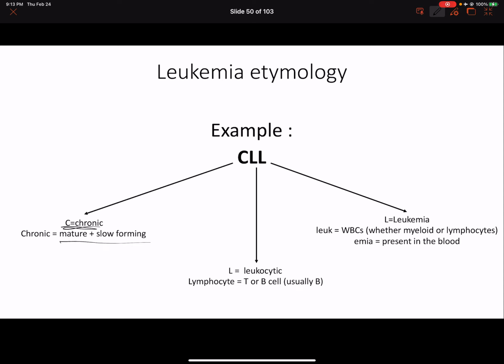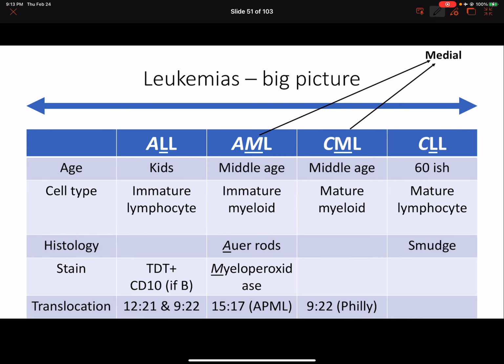Mature, slow forming. And again, L for not leukocytic, but lymphoblastic. And then the lymphocyte could be T or B cell, usually B, and leukemia. So the big picture here is really just on the spectrum of age. I like to think of this as going to be young, and this is going to be old.